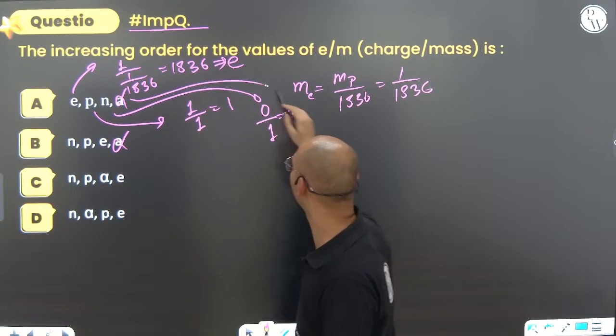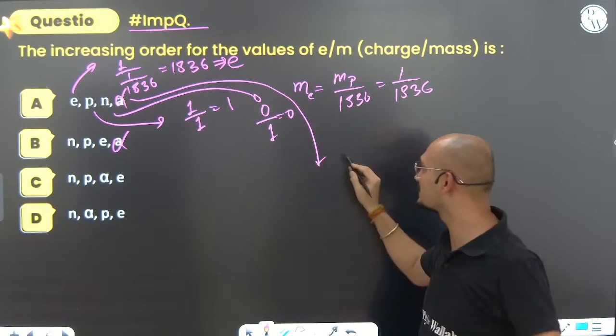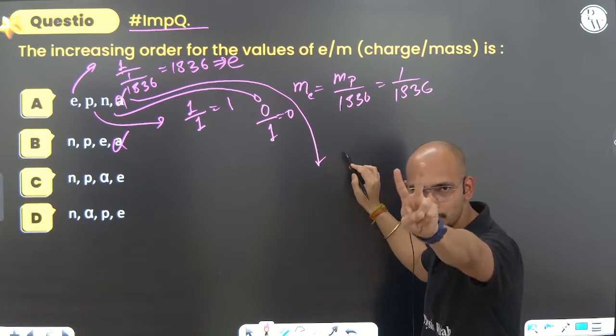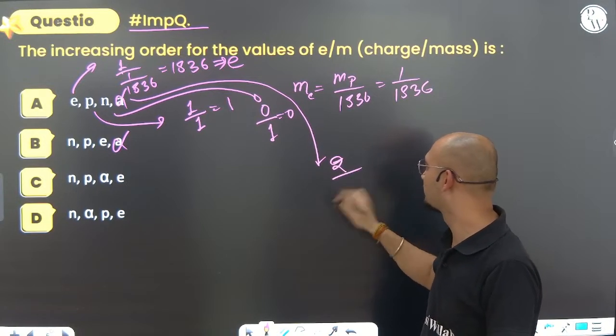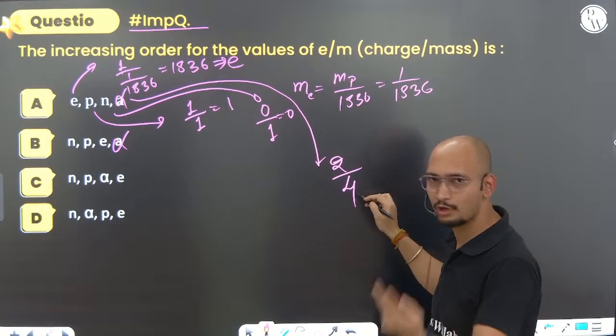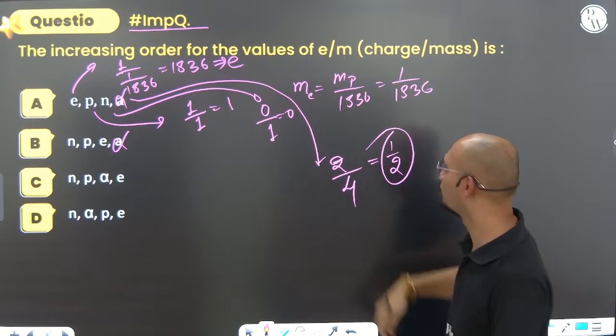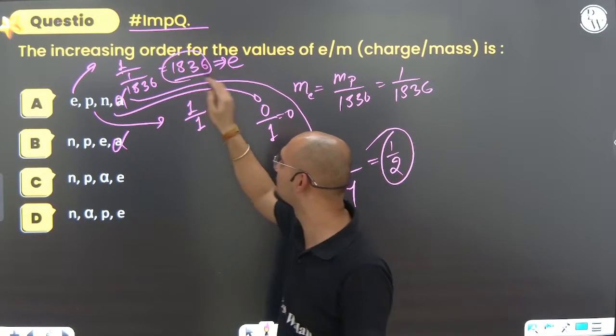But what about alpha particle? The charge of alpha particle is of course +2, since the helium nucleus has 2 protons. And the mass? There are 2 protons and 2 neutrons, so the mass is 4. So 2 by 4, therefore it is half. So I hope you all can see that the biggest number is 1836.